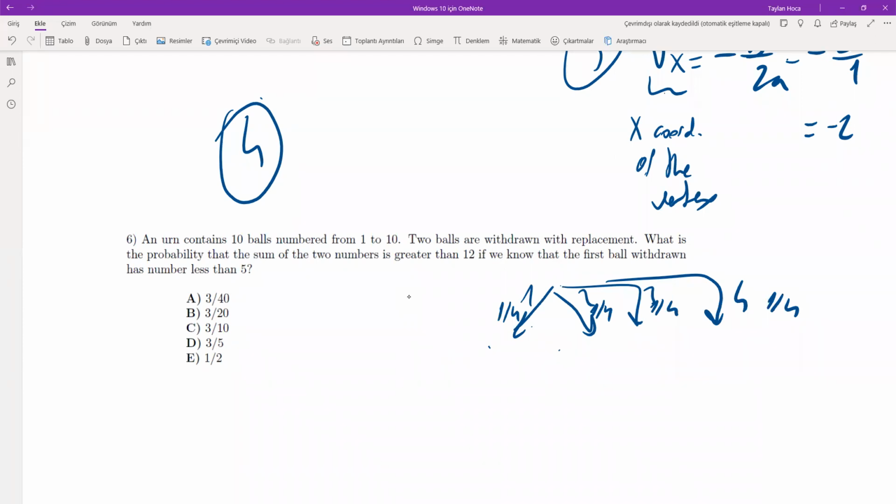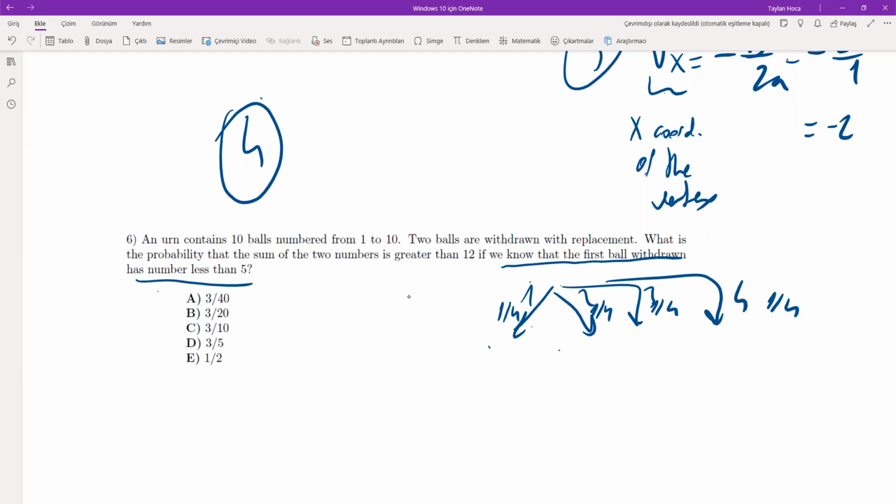Okay. What do you mean by given? Given means you assume that, you take it as given. Because if we know that the first ball withdrawn has a number less than 5, it's a given fact. It was given to me as a fact.